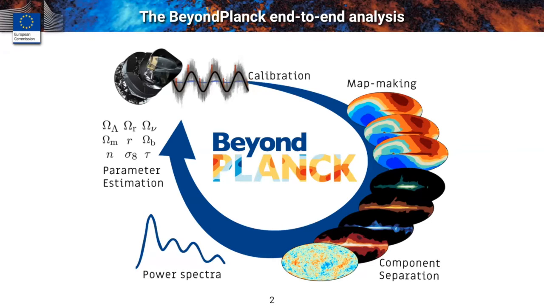And this shows the end-to-end analysis loop we developed through the BeyondPlanck project. So this shows the raw satellite time streams to calibration and into map making and component separation and power spectra, and lastly into parameter estimation. And this then is used to inform the next iteration of the full Bayesian loop. So the topic of this presentation in particular is this part down on the lower right-hand side, the component separation and what we have so far here.